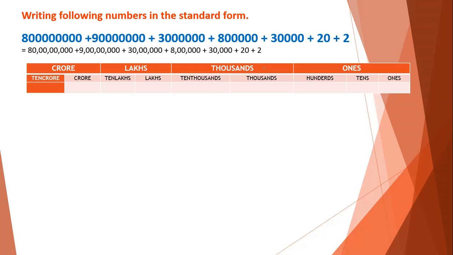Draw the Indian place value chart like this: ones, thousands, lakhs and crores periods. Below that, write the place names in each period. The ones period comes with the place names ones, tens, hundreds. Thousands will come with thousands and 10,000s. Lakhs will come with lakhs and 10 lakhs. Crore will come with crore and 10 crore. Now we'll start arranging these numbers in this place value chart.